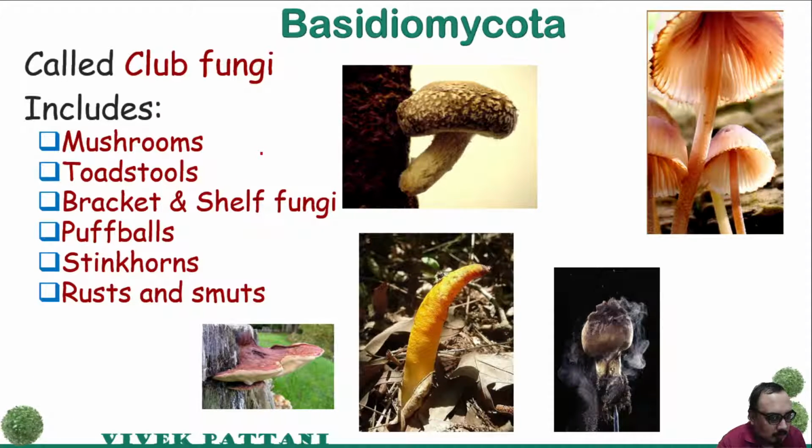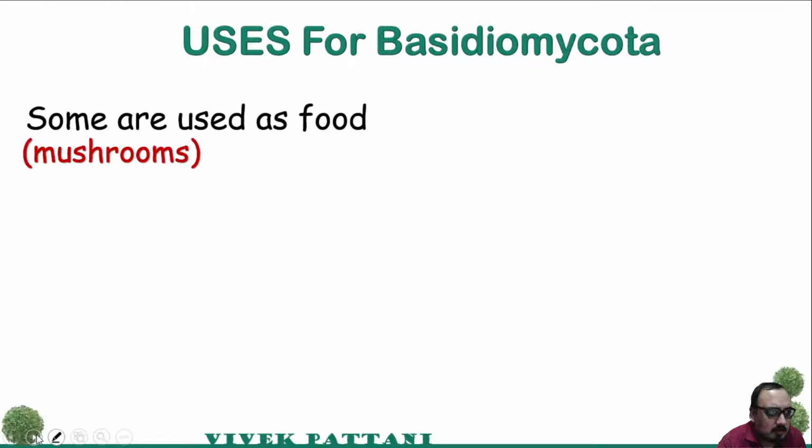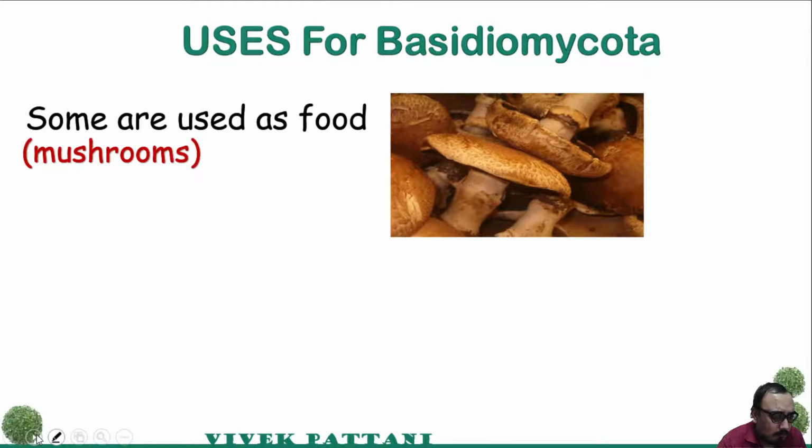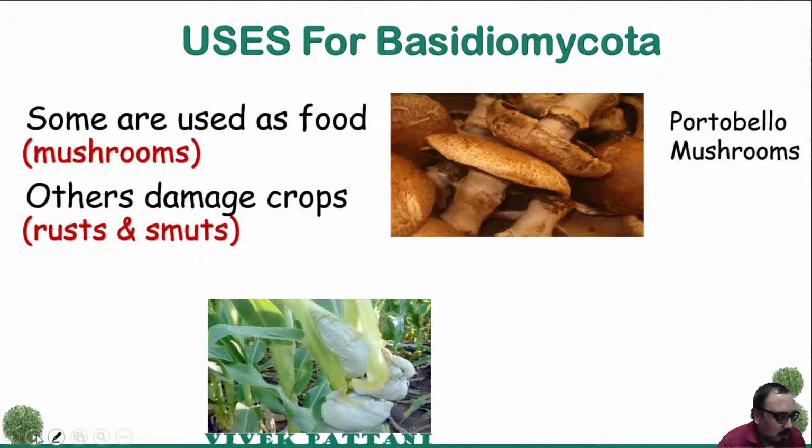It is mushrooms, toadstools, brackets, shelf fungi, puffballs, rust, stinkhorns, smuts. So what are the uses of the Basidiomycota? Some are used as foods, like portobello mushrooms. Others may even damage the crops, such as rust and smuts.